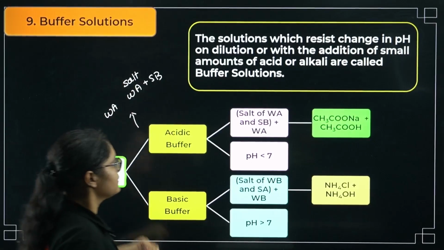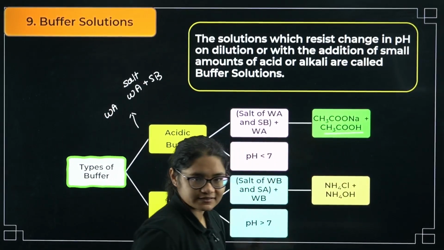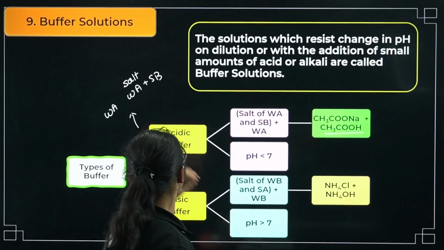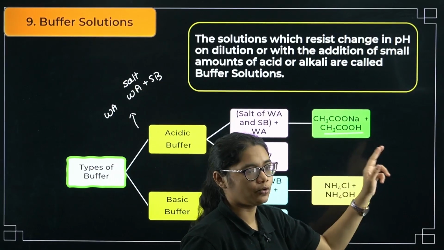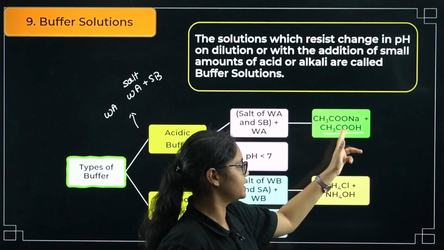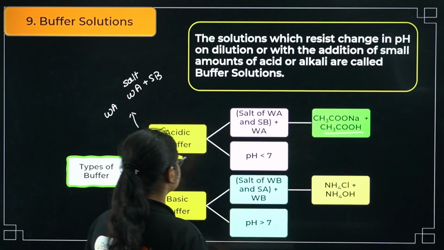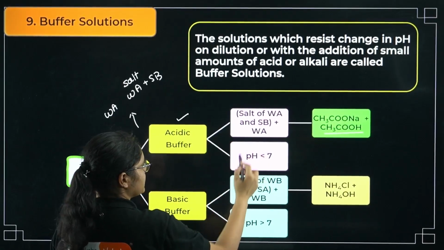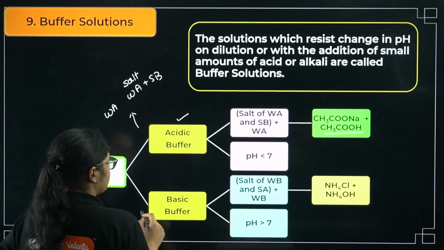For example, if you have CH3COOH as the weak acid, you should be taking the salt of weak acid and strong base, that is CH3COOH and its salt with a strong base NaOH, so you will get CH3COONa. If it is an acidic buffer, the pH value will be less than 7.